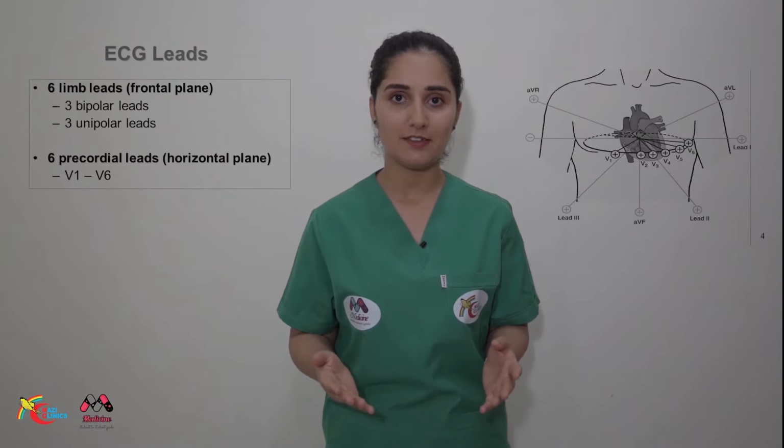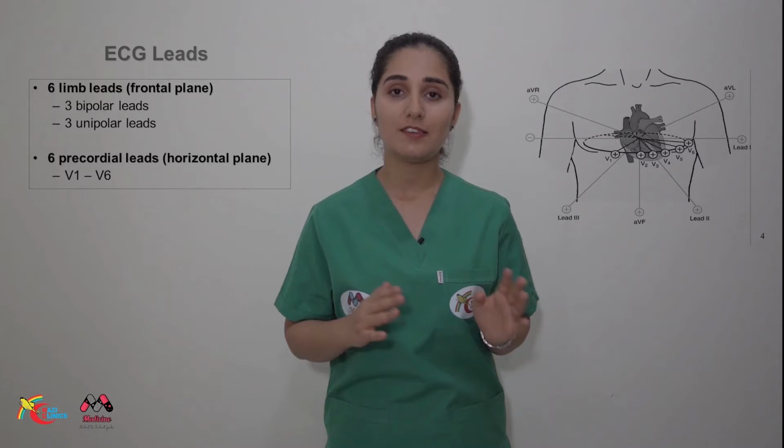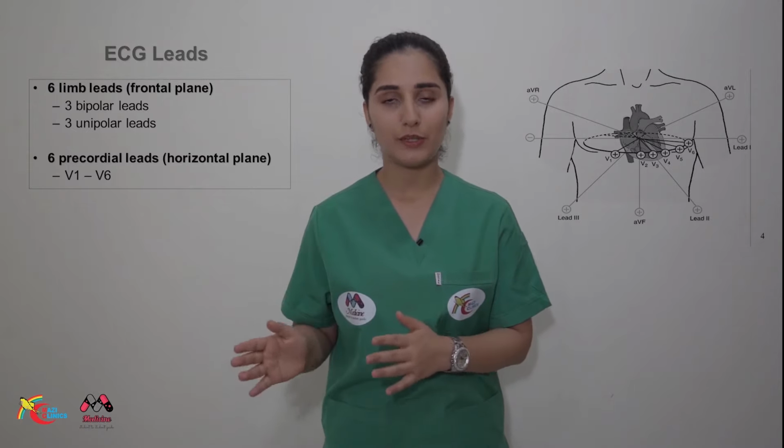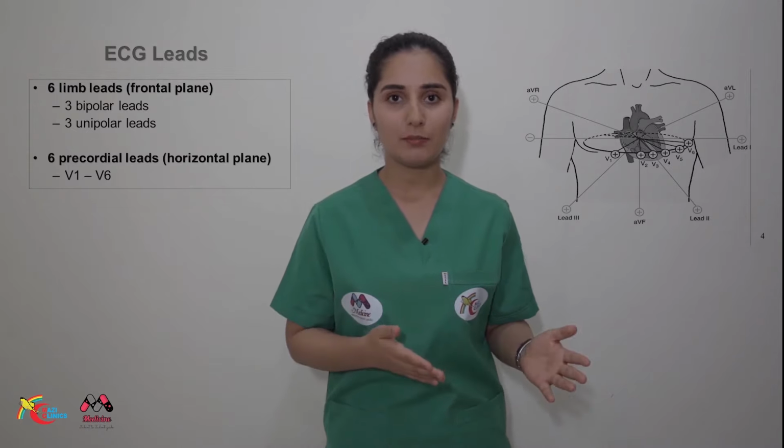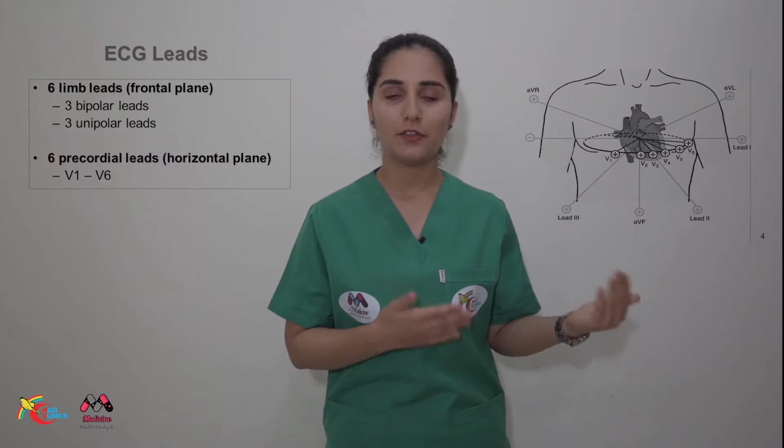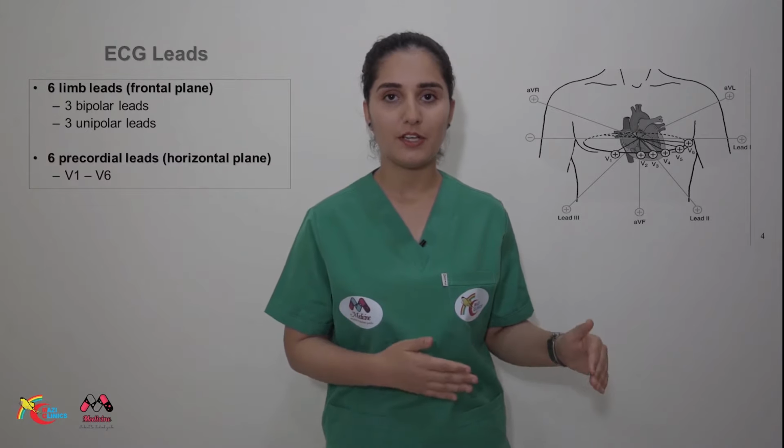The 12-lead ECG is composed of 6 limb leads and 6 precordial leads. The 6 limb leads are divided into 3 standard leads and 3 augmented leads. Now these leads view different parts of the heart and the electrical activity in that part. For example, to view the inferior surface of the heart, we have lead 2, lead 3, and aVF.